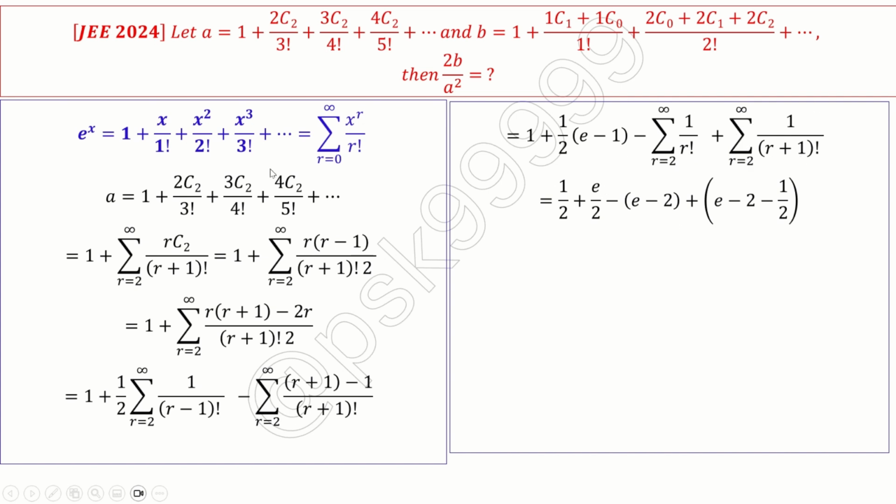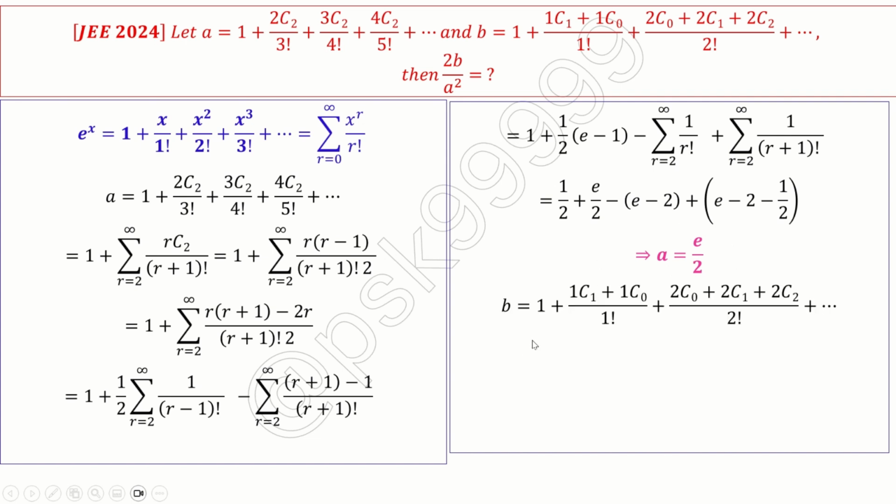And this value, if I substitute r equal to 2, starts from 3 factorial onwards. So 3 terms are missing. So e minus 2 minus 1 by 2. Correct? e minus 2 minus 1 by 2. This is the value of my a. So if I simplify it, a is nothing but e by 2.